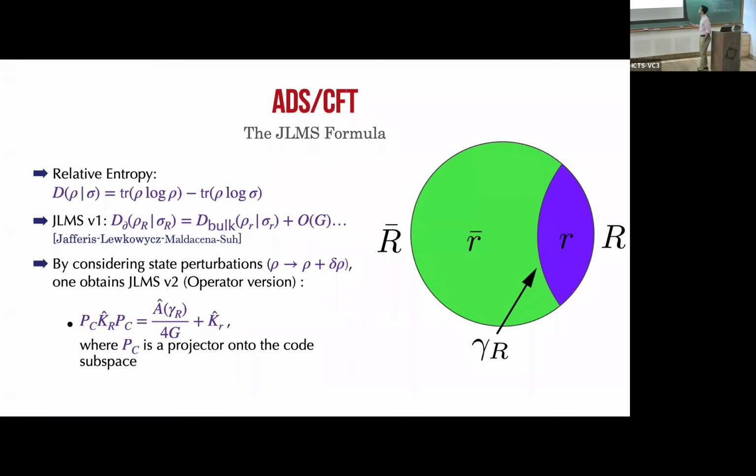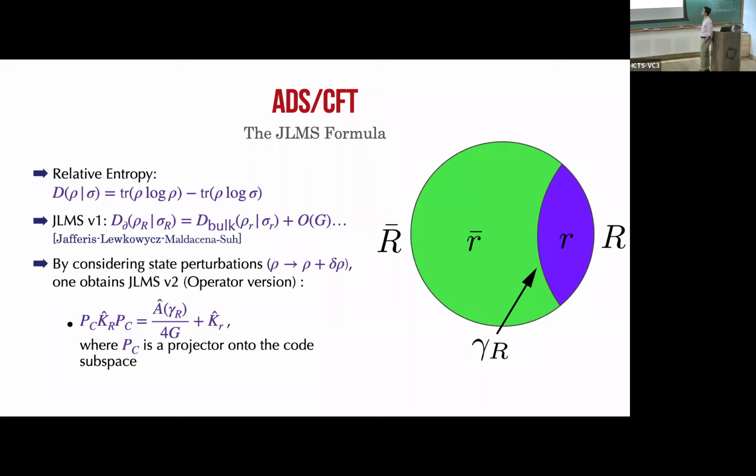All right. So getting back to AdS/CFT, I'd like to review what's called the JLMS formula. This is a result from 2015 by the authors Jafferis, Lewkowycz, Maldacena, and Suh. And their result was to understand relative entropy, which is this quantity, which is some measure of distinguishability between two density matrices, rho and sigma, which is defined as trace rho log rho minus trace rho log sigma.